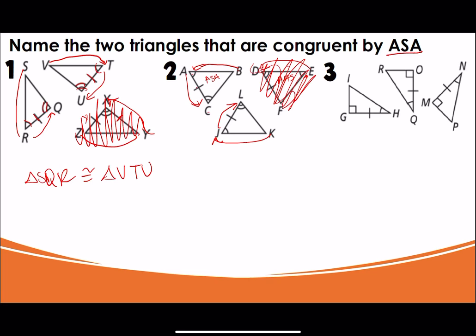All right, let's do this one. Okay, none to 1, angle, side, angle. They're corresponding. So we can write our congruency statement of triangle BAC is congruent to triangle KJL.